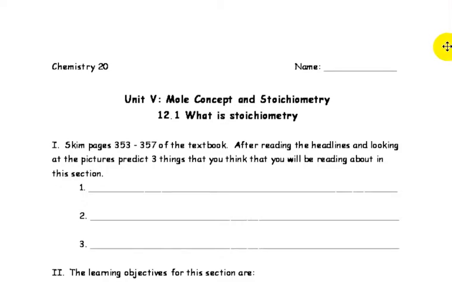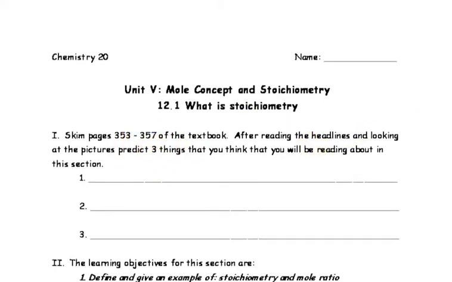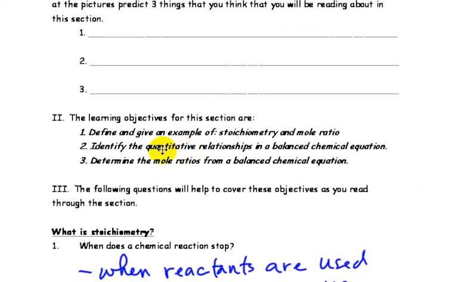This is the first booklet for FC3, 12.1, What is Stoichiometry? And it pertains to pages 353 to 357 of the textbook. What we're looking at here is defining and giving an example of stoichiometry and mole ratio, identifying the quantitative relationships in a balanced chemical equation, and determining the mole ratios for a balanced chemical equation.